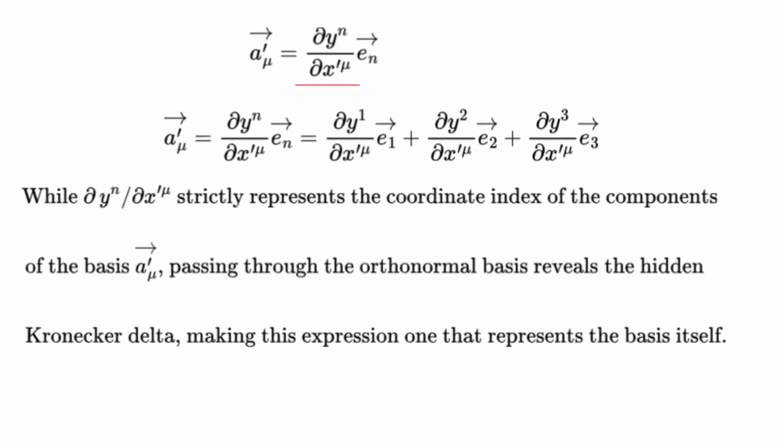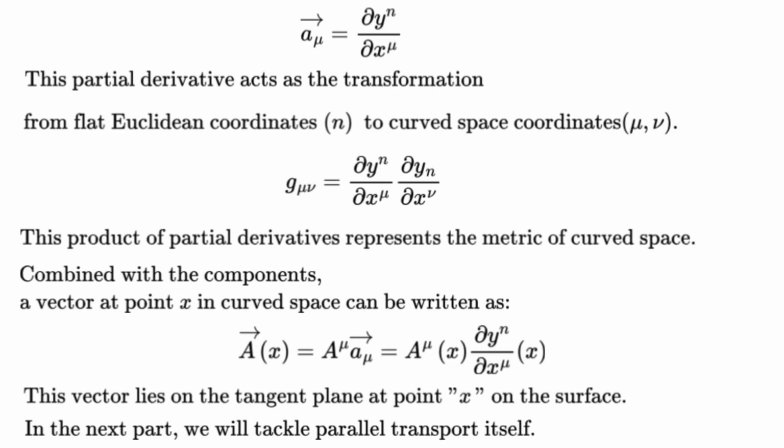While partial yn over partial x prime mu strictly represents the coordinate index of the components of the basis A prime mu, passing through the orthonormal basis reveals the hidden Kronecker delta, making this expression one that represents the basis itself. This partial derivative acts as the transformation from flat Euclidean coordinates, n, to curved space coordinates mu, nu. This product of partial derivatives represents the metric of curved space.